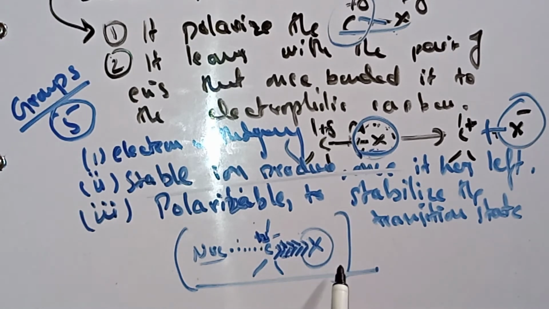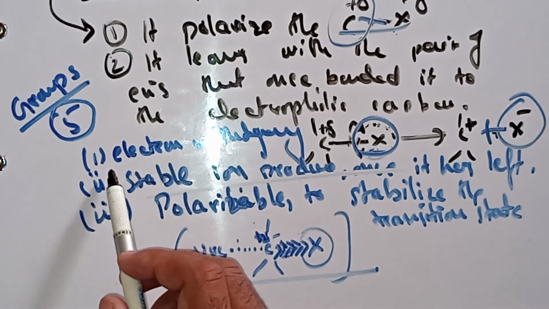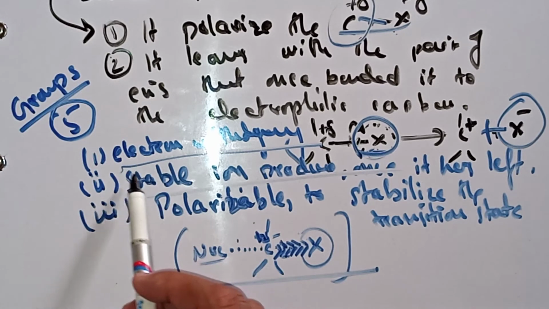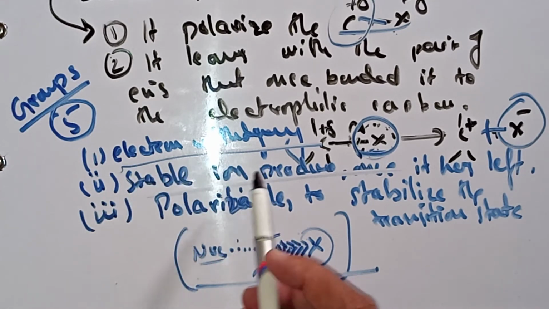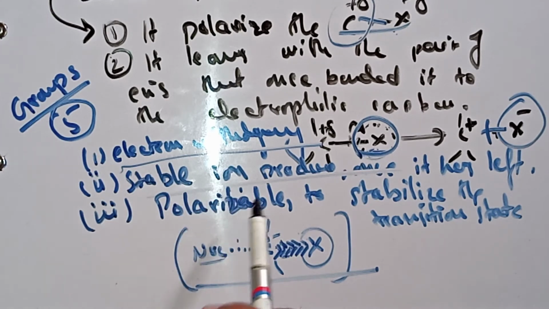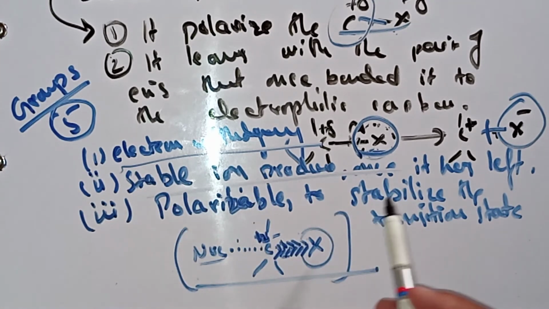Those leaving groups will be good leaving groups when they are more polarized and when they stabilize the transition state. So these are the properties of good leaving groups. A good leaving group is one that can withdraw electrons strongly, and one that produces an ion that is stable once it has left.